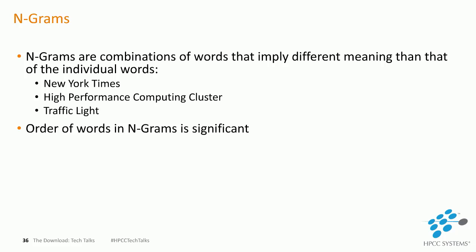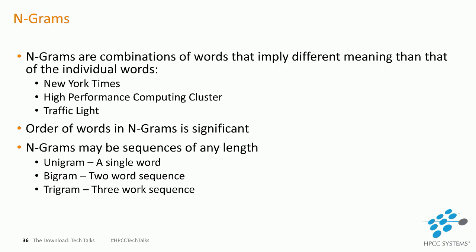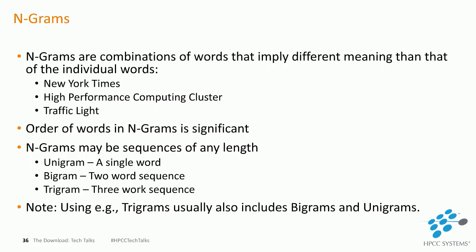This is what gives text vectors insight into subtleties of word ordering within a sentence. N-grams can be a sequence of any length. Using n-grams of length 3, which are known as trigrams, implies that we'll use bigrams and unigrams as well.